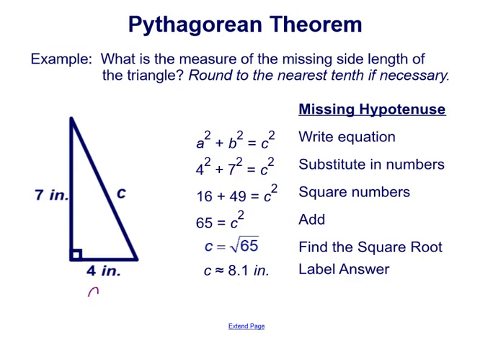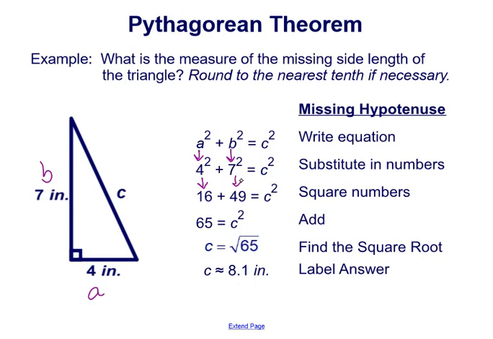So in the equation here, we're labeling A 4 and B 7. So A squared is now 4 squared and B squared is now 7 squared. Now we'll actually square the numbers. We'll say 4 squared is 16 and 7 squared is 49. We'll add those two numbers together. 16 plus 49 is equal to 65.